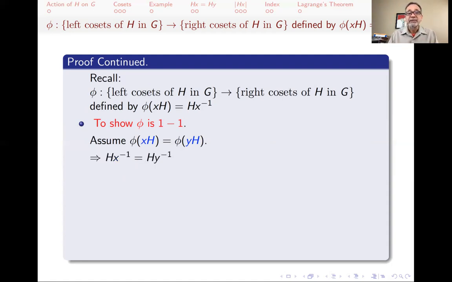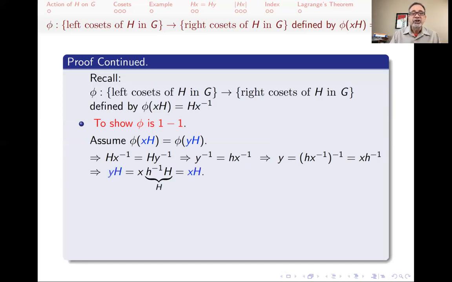Well, what is phi of xh? Well, that's Hx inverse. What's phi of yh? That's Hy inverse. So these must be the same. These guys are the same if y inverse is an element of capital Hx inverse. In other words, it's of the form little h x inverse, where little h is an element of the subgroup H. And then what does that tell us about y? Well, y is y inverse inverse. And so y is (hx inverse) inverse. Again, by the Socks and Shoes theorem, that's x inverse inverse, which is x, times h inverse. So y is x h inverse.